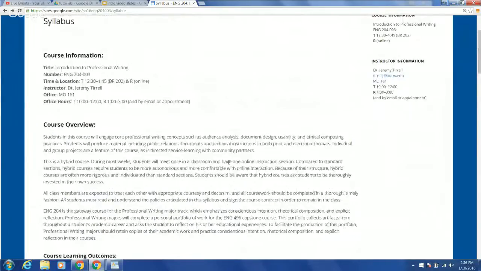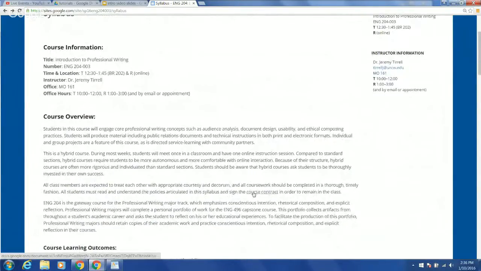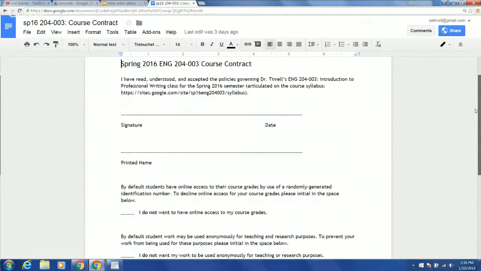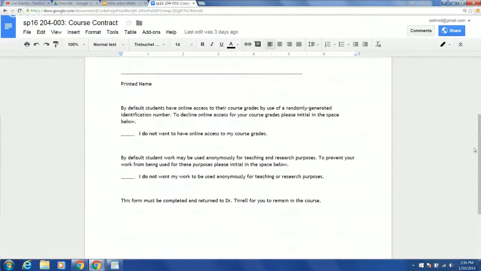Another thing to mention here before we go on is you will be signing a course contract. This is linked here and on the calendar. What this does is it indicates that you're abiding by the policies there on the syllabus. So you do have to fill one of these out in order to stay in the class. It stipulates that you are abiding by course policies, which we all have to do. You can opt out of a couple of the policies, however. By default, you'll have access to your grades through our course website by use of a randomly generated ID number, and that number has nothing to do with your student ID or your birthday or anything like that. It's just random. But if you don't want access through that mechanism, you can initial here and opt out.